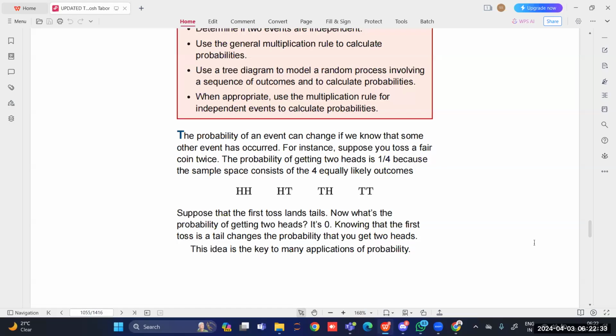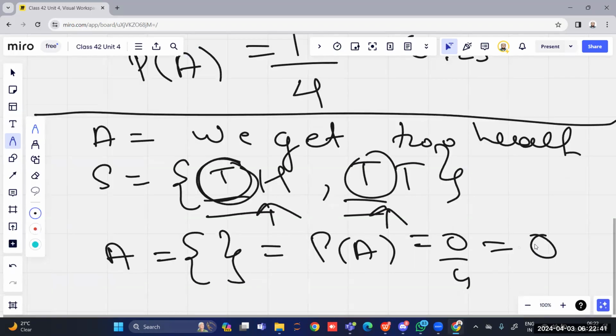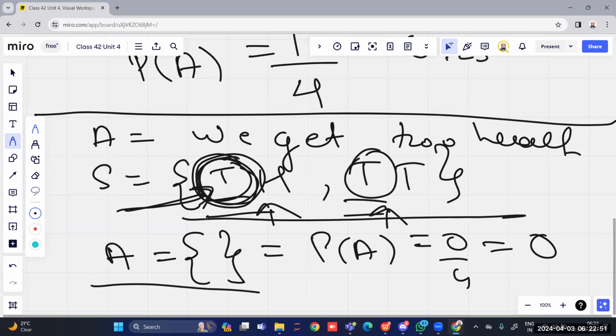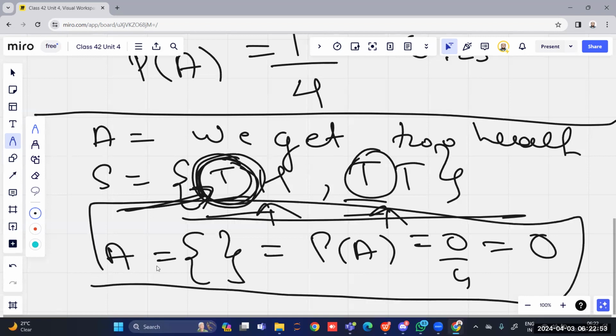Now what's the probability of getting two heads? It's 0. Knowing that the first toss is a tail changes the probability that you get two heads. Yes or no? We have put a condition that the first toss was tail. So our sample space has changed as well as our answer for A has changed. Yes or no, Zaid?